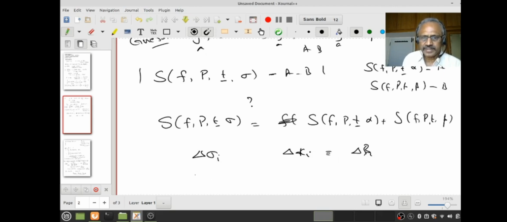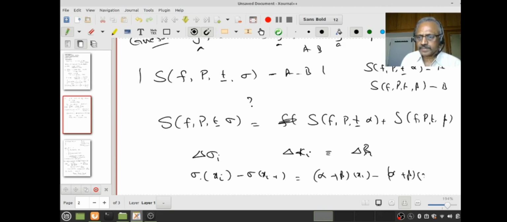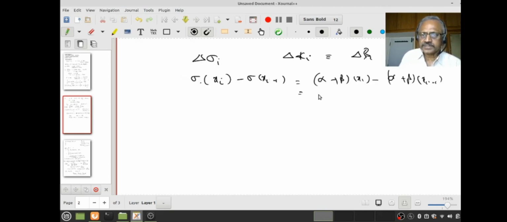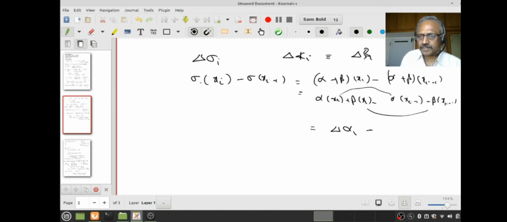What is delta sigma I? It is sigma of xi minus sigma of xi minus 1. But what is sigma? It is alpha plus beta of xi minus alpha plus beta of xi minus 1. But by definition of addition of functions, this is alpha xi plus beta xi minus alpha xi minus 1 minus beta xi minus 1. So all of us are reasonably intelligent, so we know how to term them together. Therefore delta alpha I plus delta beta I, right? Therefore what will I have?